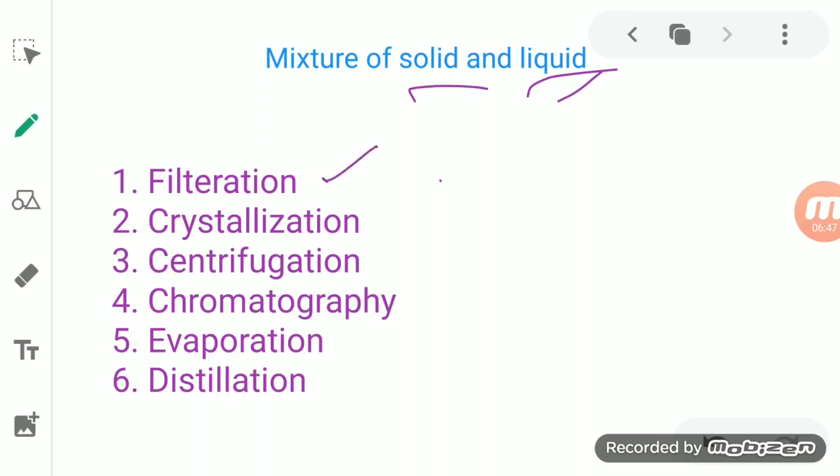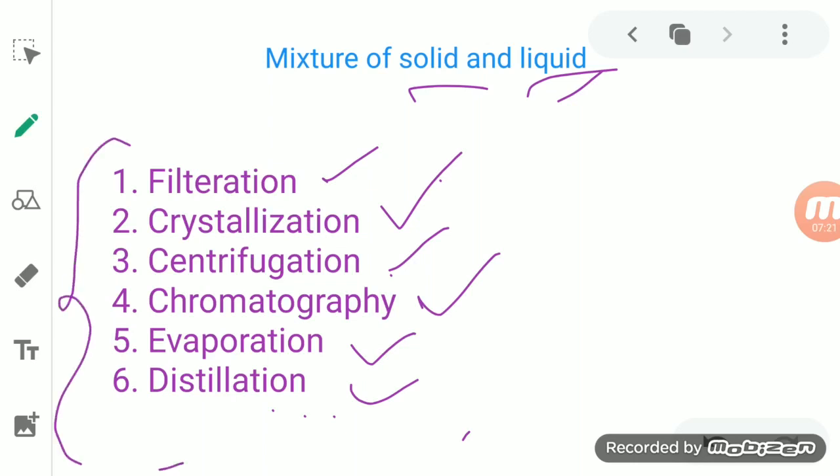The first one is filtration. The second one is crystallization. Third one is centrifugation. Fourth one is using chromatography paper, or the process of chromatography. Fifth is evaporation, by evaporating it. And the last one is distillation. Basically, distillation is also divided into two: simple distillation and fractional distillation. Okay, so these are the different methods by which we can separate the solid and the liquid component from each other.